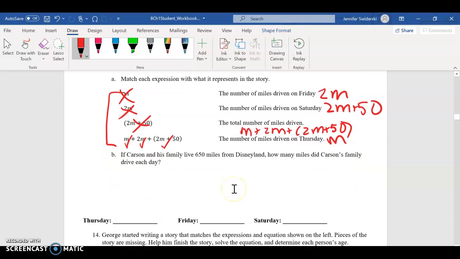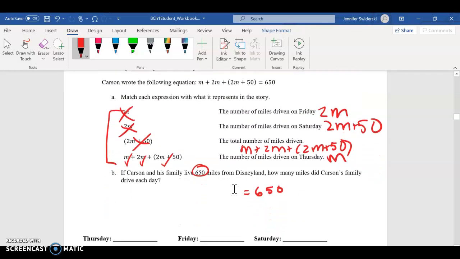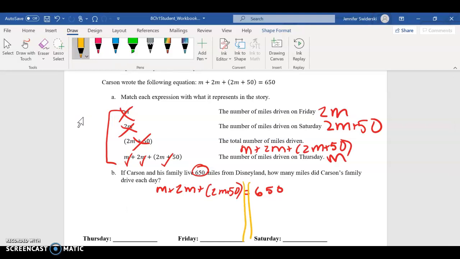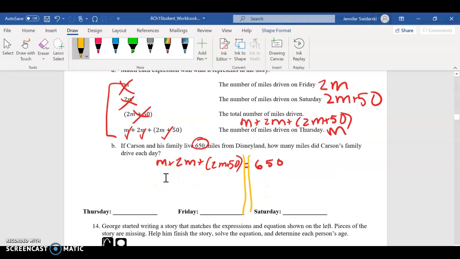All right. If Carson and his family live 650 miles from Disneyland, how many miles did their family drive each day? So that means we just need to set this equation up based on what they had up above. So we have m plus 2m plus 2m plus 50. Step 1, drawing your railroad tracks. I'm going to change it to yellow just so we see the railroad tracks. Step 2, combine those like terms. We have 2m plus 2m plus m, so we have 5m plus 50 equals 650.